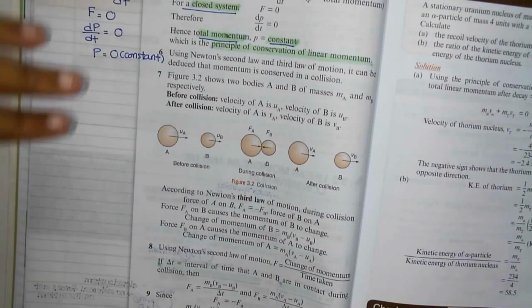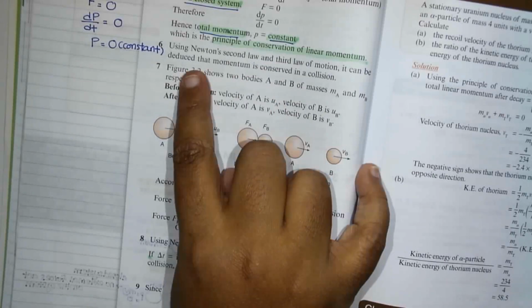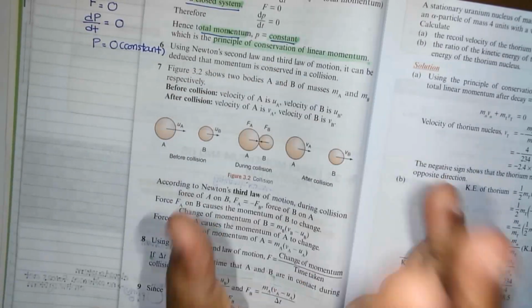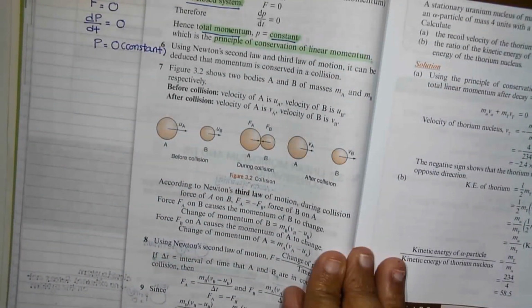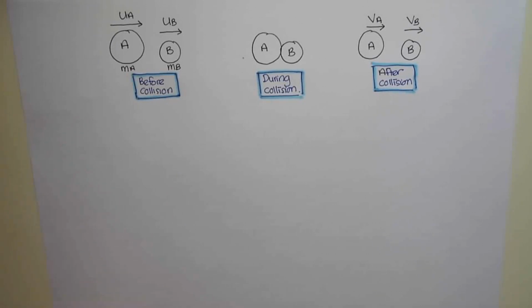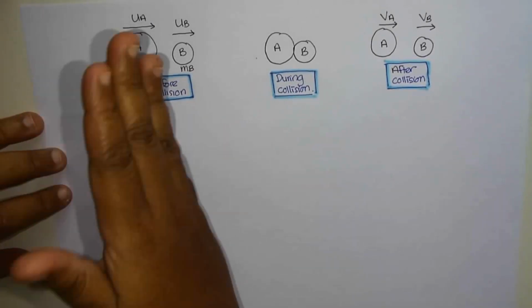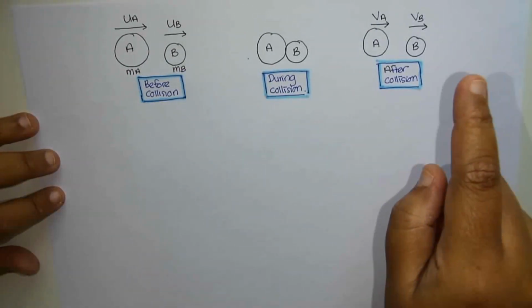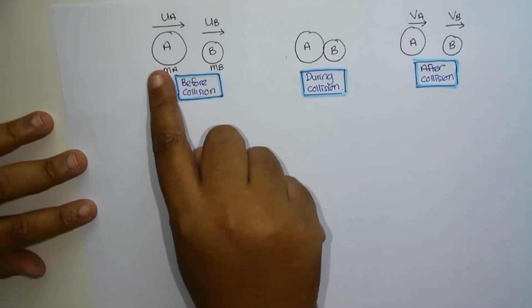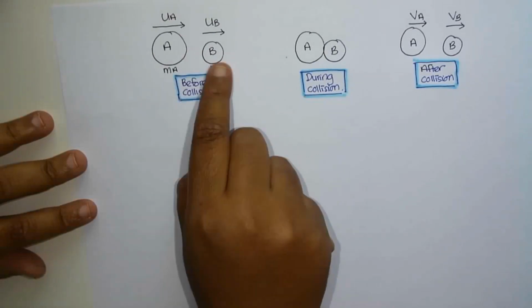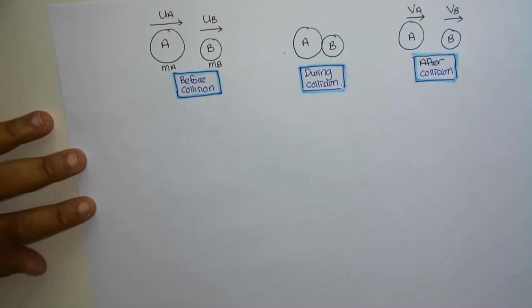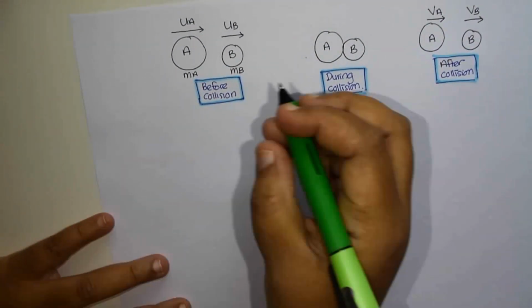Now we can also use Newton's second law and third law to deduce that momentum is conserved in a collision. Look at how we can use Newton's laws of motion to verify the principle of conservation of momentum. We have three situations: before collision, during collision, and after collision. We have two objects, two bodies, MA and MB. MA is moving with the initial velocity UA.